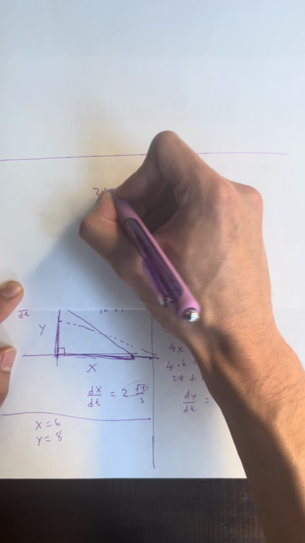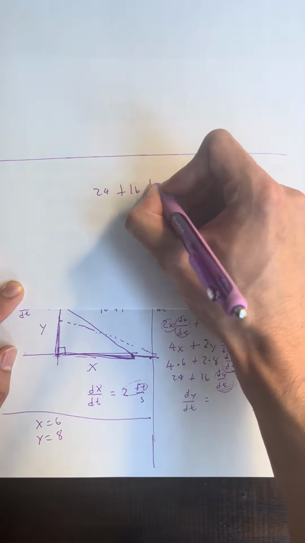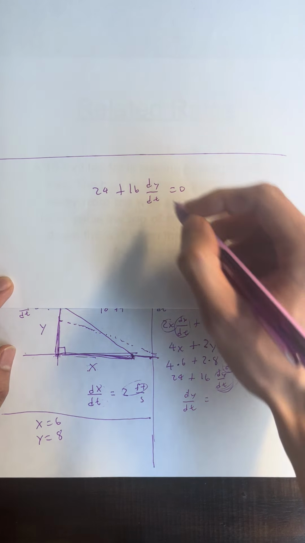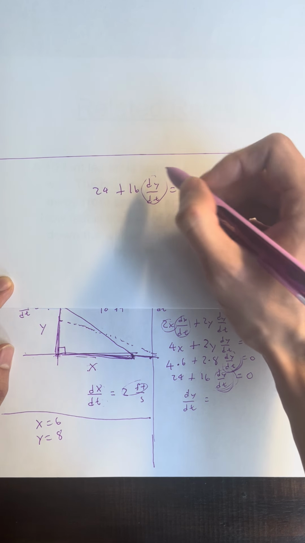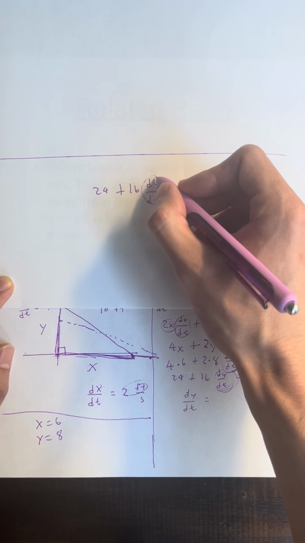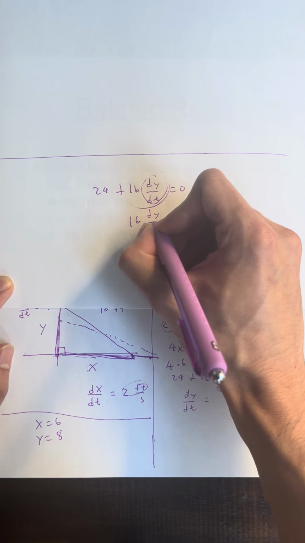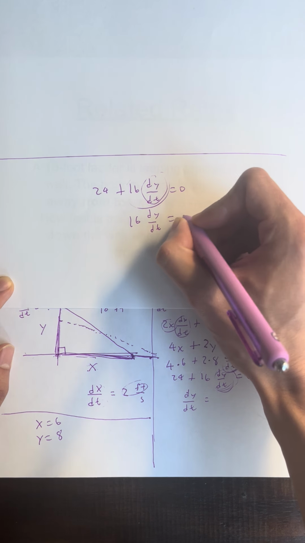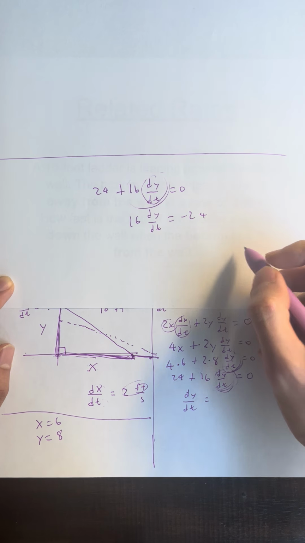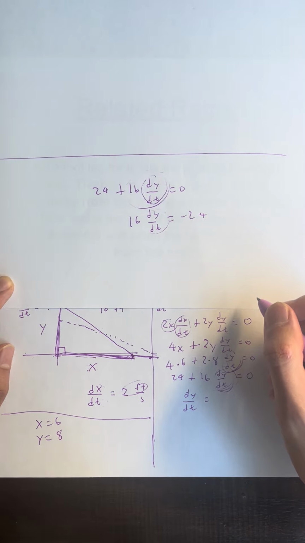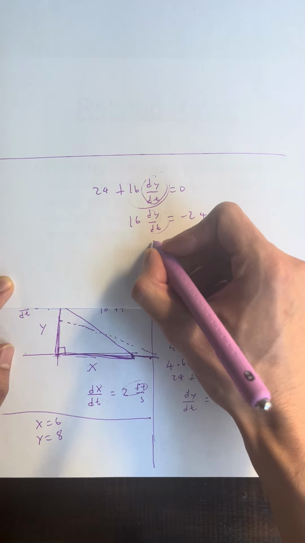Okay, so 24 plus 16 dy dt is equal to 0. All right, so we wanted to get this by itself, right? Before we can do that, we need to get this by itself. So let's subtract 24 from both sides of the equation. And then how do I get this by itself? What do I need to divide by on both sides of this equation? Divide by 16.